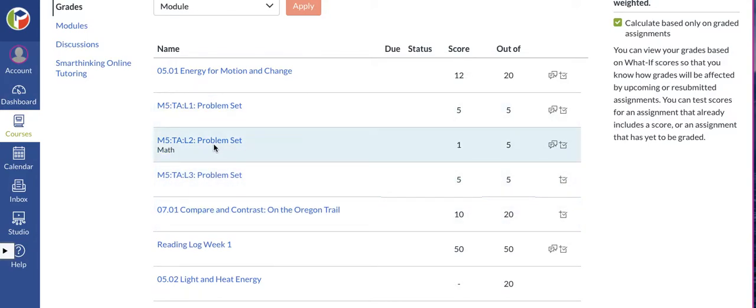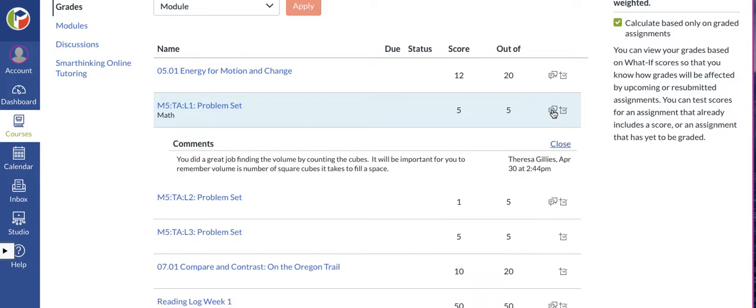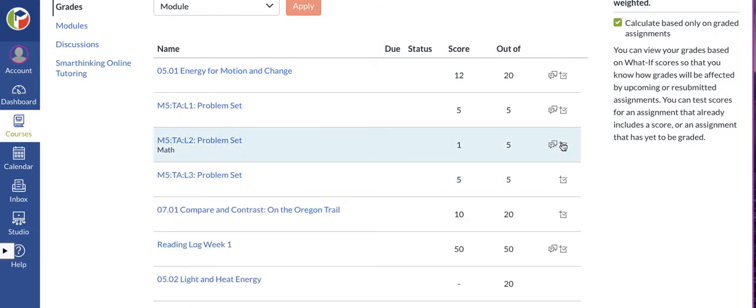Now, if I look, I also see 5 out of 5 here. So even though I got them all right, the teacher still wrote something to me. And if I look, it says, "You did a great job finding the volume by counting the cubes. It will be important for you to remember the volume and number of square cubes it will take to fill a space." So each time you're logging in, make sure you're looking at what the teacher is commenting, because you can fix your work and turn it back in to improve your score.